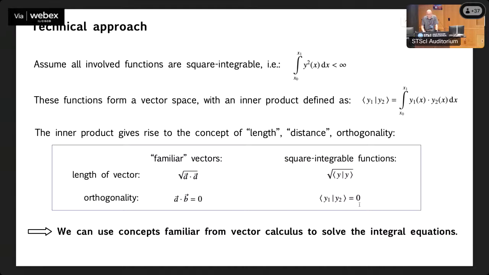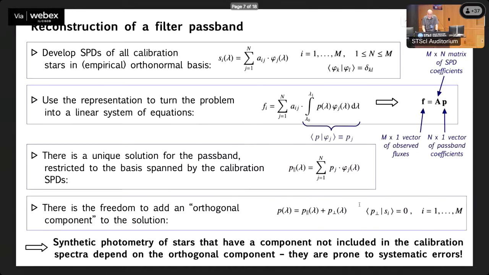This structural relationship is very clear and straightforward, which means we can use very familiar concepts of vector calculus to approach our problem of integral equations we have here. If we do this first for the passband reconstruction problem, first we construct an orthonormal basis with our basis functions of our calibration sources. If we have a set of m vectors in three-dimensional space, for example, we can immediately compute an orthogonal basis from them. The textbooks would say you do some Gram-Schmidt orthogonalization. We do the same with our functions, just not with Gram-Schmidt orthogonalization, but probably some kind of functional principal component analysis would be the way to do it.